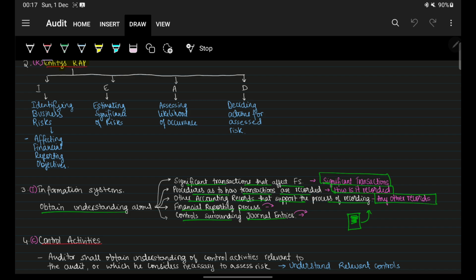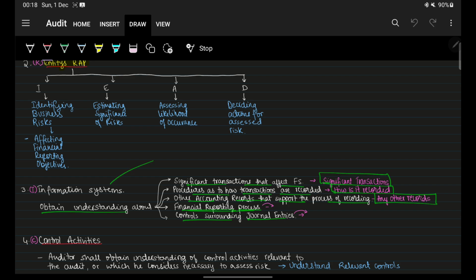Next he has to see how they are recorded, and he also has to check the supporting documents, okay. And the fourth point being financial reporting process, okay. What is the procedure, how does it go from a single purchase order and end up in a journal entry and later end up on the financial statements, okay. So this is what is basically to be understood by the auditor when it comes to information systems, okay.